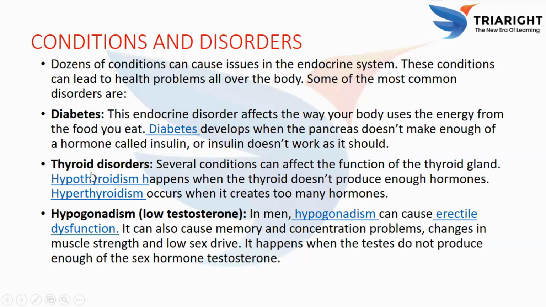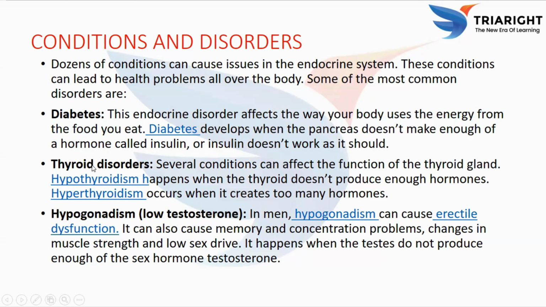So the next condition, thyroid disorder. The thyroid gland controls the metabolism, like how fast or slow your body uses the energy. So in thyroid disorder, you have hypothyroidism and hyperthyroidism. So what is hypothyroidism? The thyroid does not make enough hormones. So you call it hypo, and in hyper, the thyroid produces too many hormones.